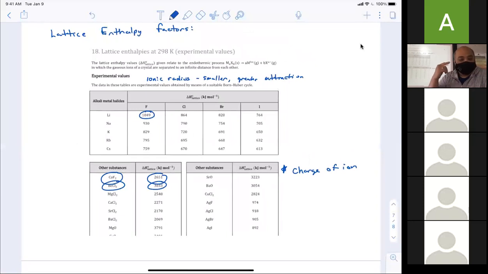So know that the charge of the ions and the ionic radius affect the size of the lattice enthalpy. But the charge of the ion is your main effect. If the charges are all the same, then you use the tiebreaker of ionic radius. So this is your tiebreaker, not your main factor. Questions? Okay.